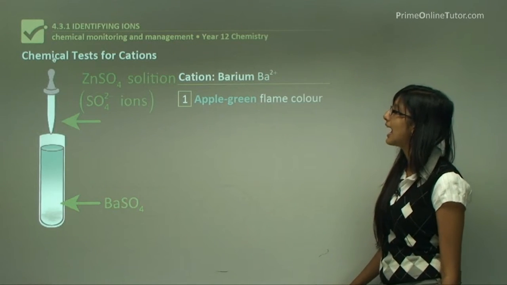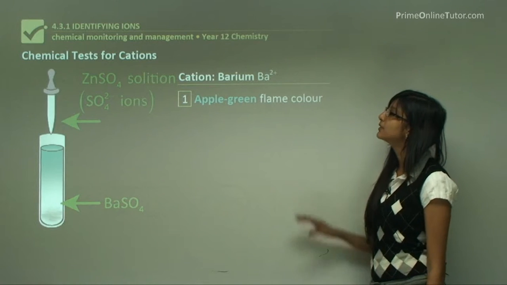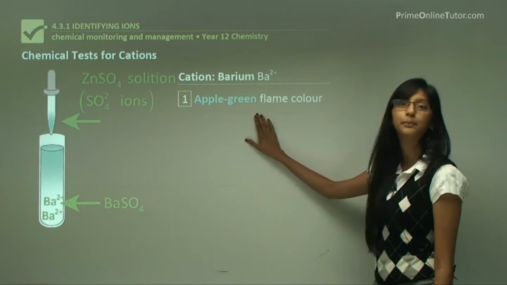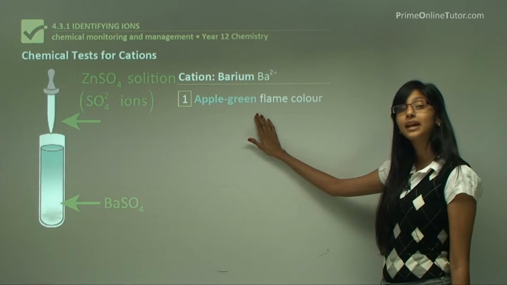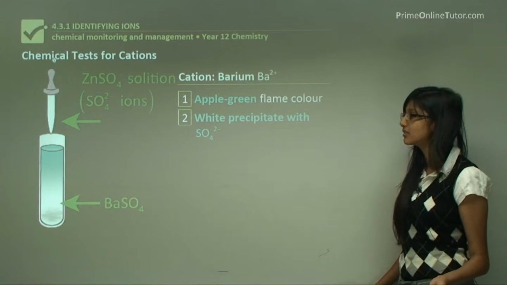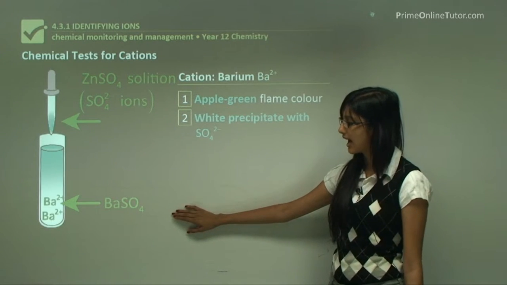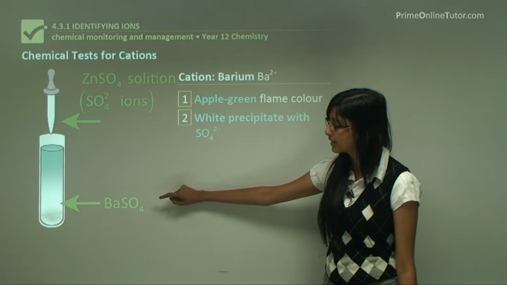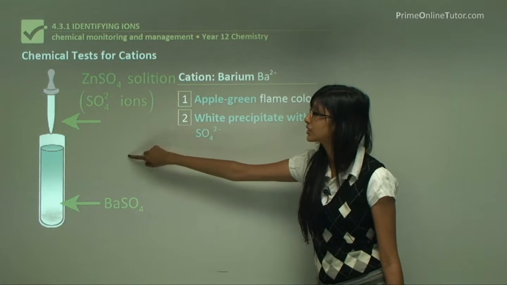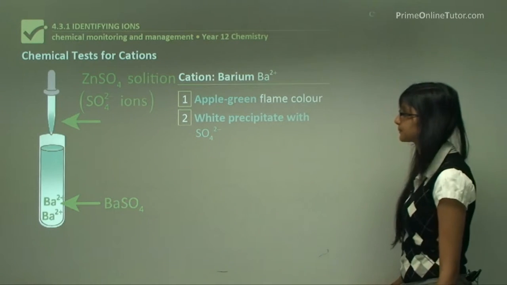Now let's look at specific cations and what sort of tests we can perform. So if you take barium metal and put it in a flame, it will produce an apple green color. So the color of your flame should change to apple green. And what if you conduct a precipitation reaction? As you can see in the animations, if you have barium solution and you add sulfate solution to it, it should form a white precipitate.